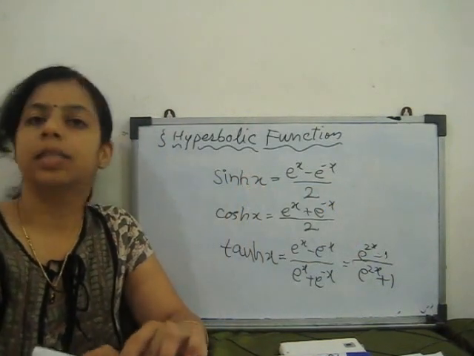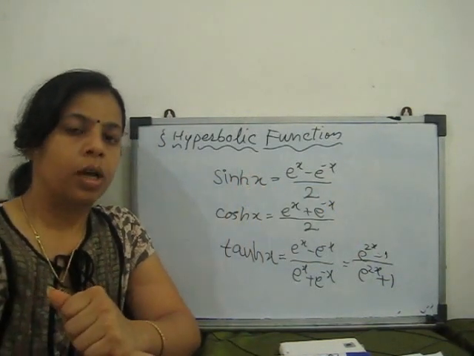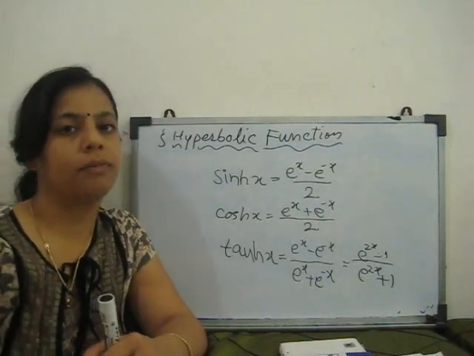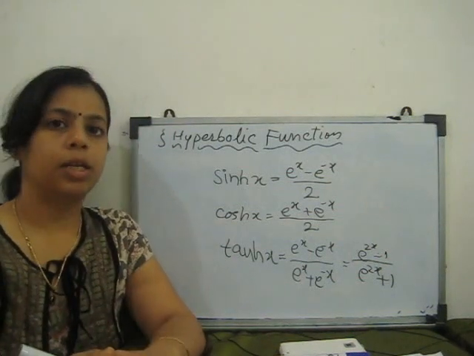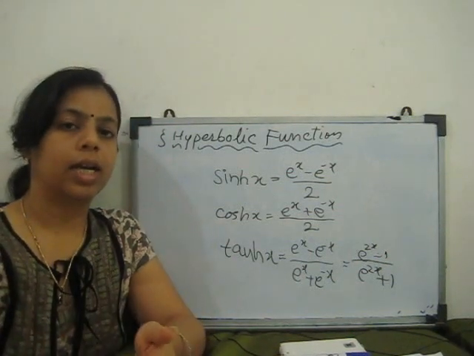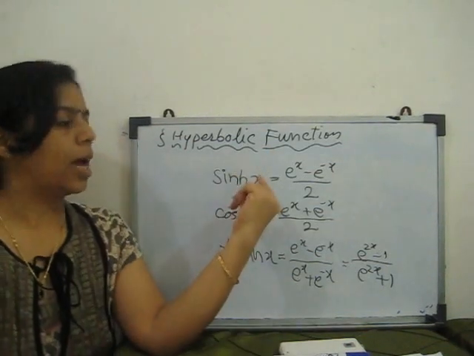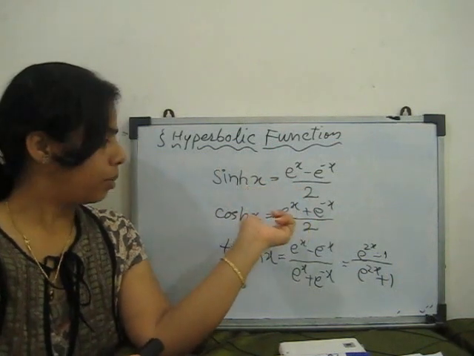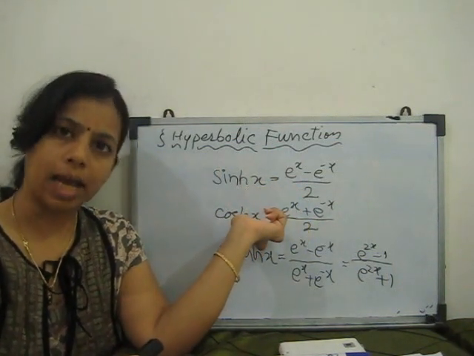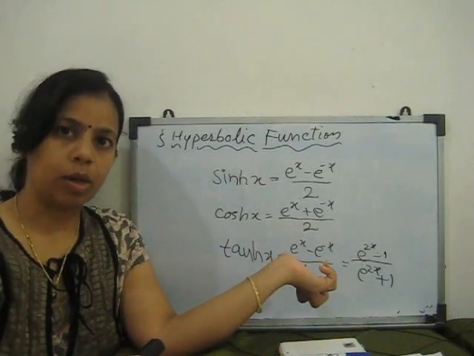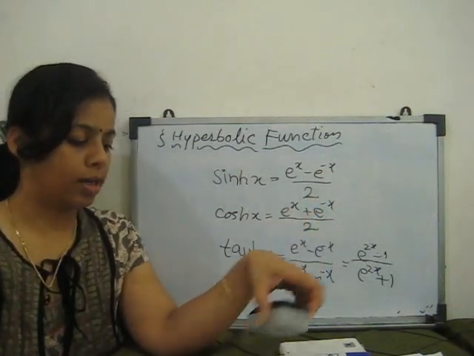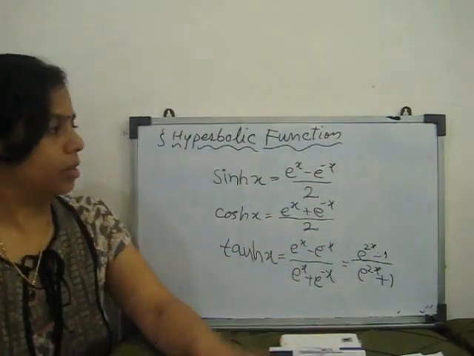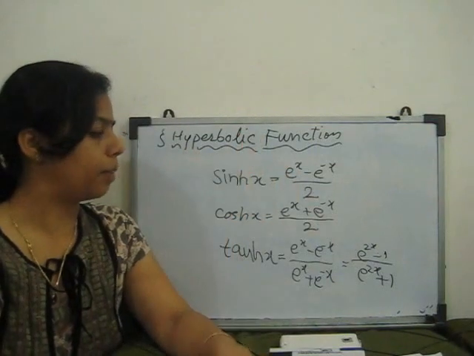So these are the basic hyperbolic functions, which are more or less similar to trigonometrical functions, but somewhere they will be different. Similarly, you can find the sec, cosec and cot hyperbolic also. Cosec means reverse of sine. 1 by sine hyperbolic is cosec hyperbolic, 1 by cos hyperbolic is sec hyperbolic and 1 by tan hyperbolic is cot hyperbolic. So you can also find those functions. Next, I will show some useful relations for these hyperbolic functions.